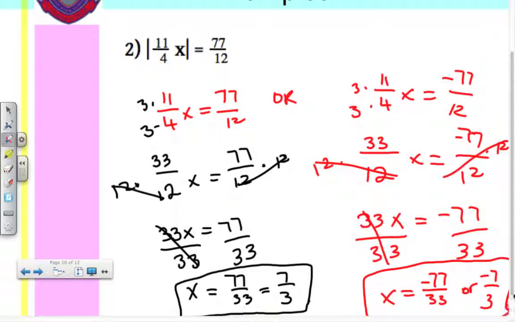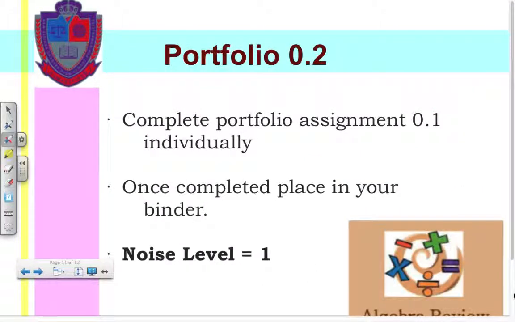Remember, if you're not sure about something, just rewind the video, pause it, go back to it. Once we're all set and have copied our notes, let's move on to Portfolio 0.2. You have about 30 minutes to complete this handout. Remember, keep your portfolio binder in order. We will be doing monthly unit checks. After every unit, you will be getting a binder grade. So, thank you for listening.